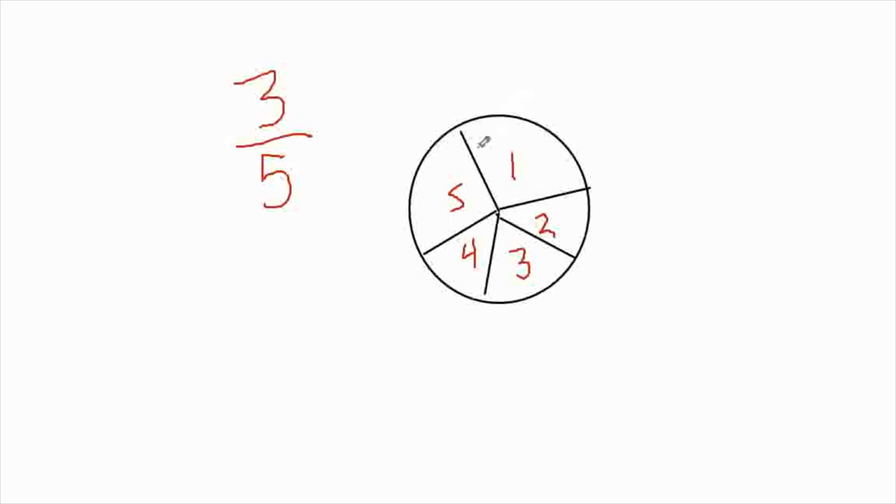So 3/5 means you have 3 of these pieces that are the size you get when you chop it into 5 pieces. So that gives you this. I'll shade it green. That's how much of the pizza you have. That's how I want you to think about fractions, and pizzas are a great image to think about it.